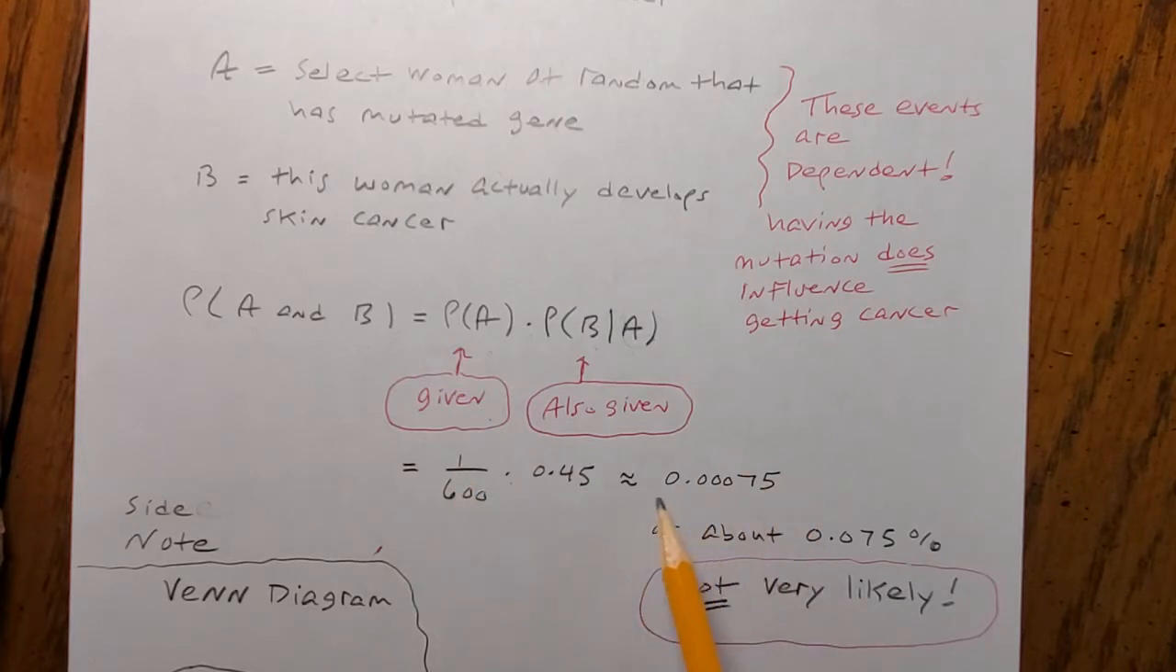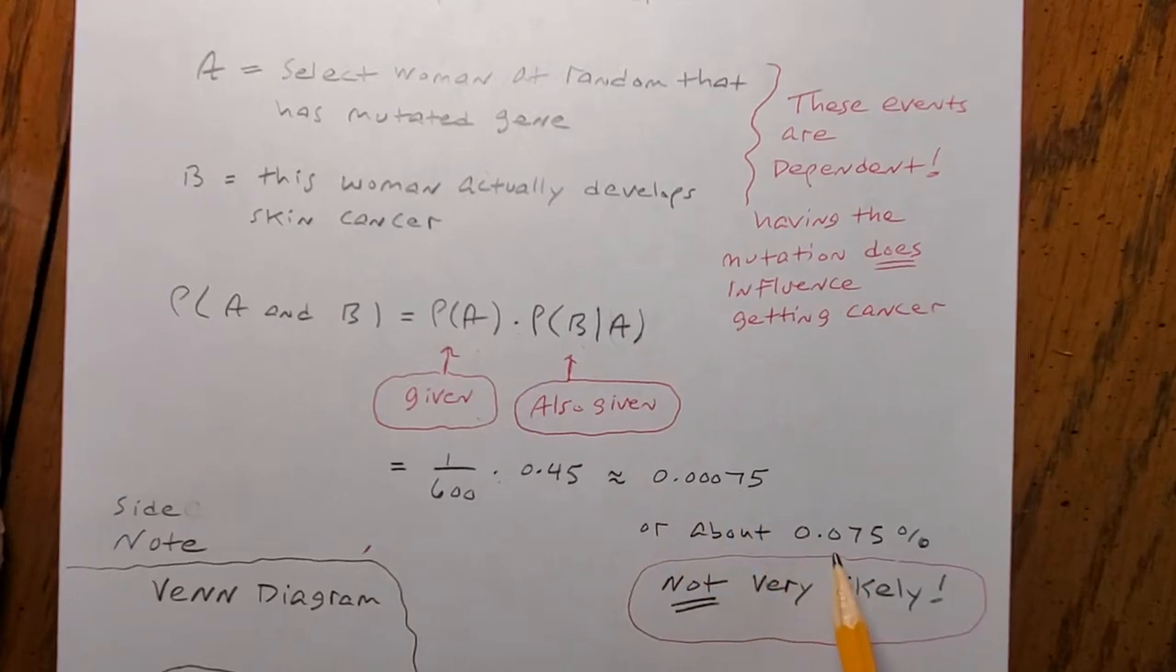Now that works out to be about 0.00075, or you have about a 0.075% chance for those events to happen in sequence. Not very likely at all, I would say.